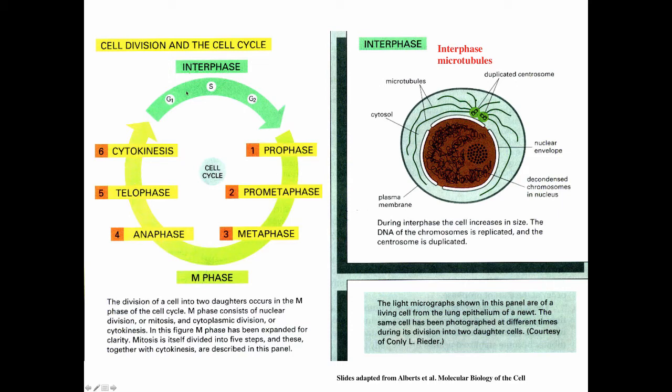You know, of course, that interphase is the longest part of the cell cycle, and M phase, or the division phase, is the shorter phase of the cell cycle. During interphase, the cell increases in size, DNA of the chromosomes is replicated, and importantly, the centrosome is duplicated, and that's what's being shown here.